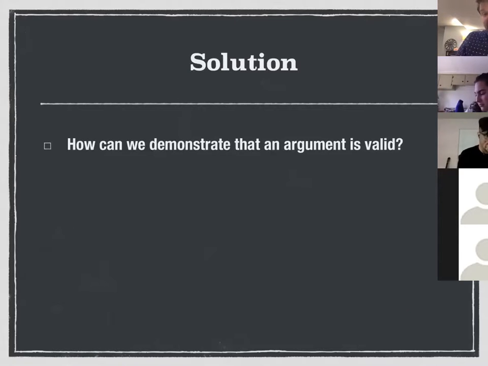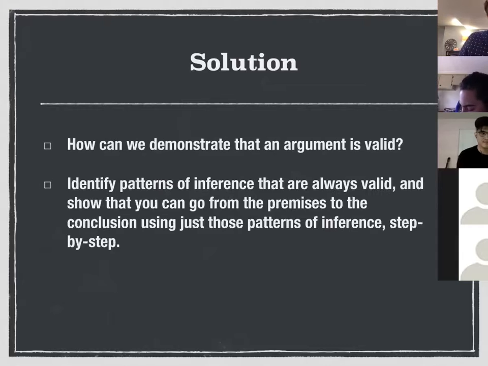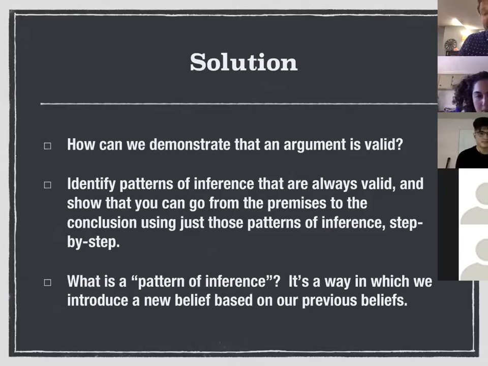Well, the solution to this is one that we're going to develop over the course of this term. What we can do is identify patterns of inference that are always valid and show that you can go from the premises in a given argument to the conclusion using just those patterns of inference, step by step. So we might ask, what is a pattern of inference? And the answer here is that it's a way in which we introduce a new belief based on our previous beliefs.